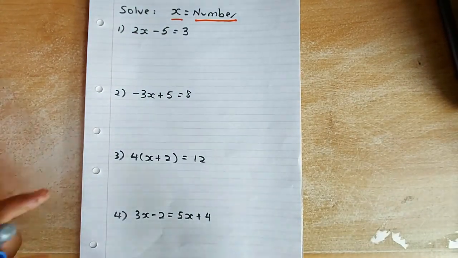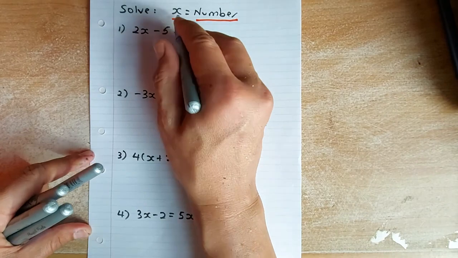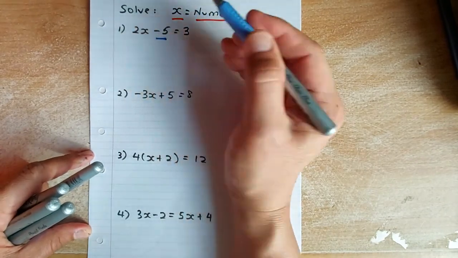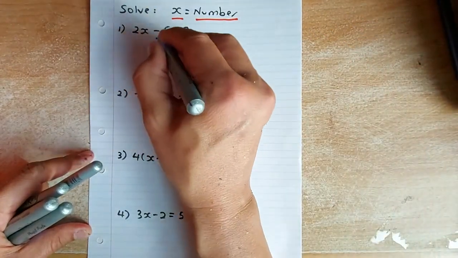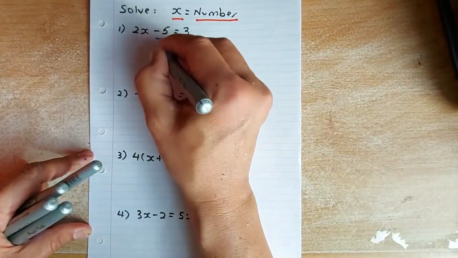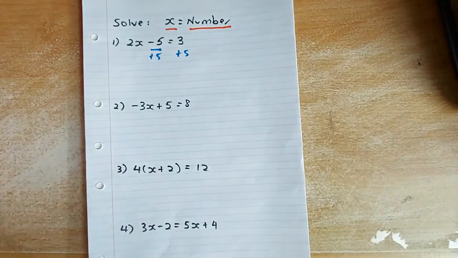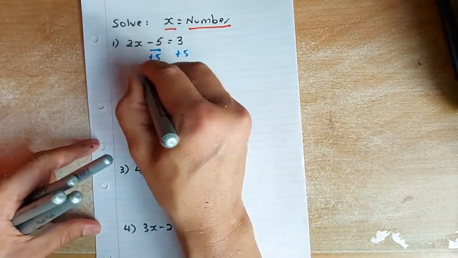So the first example, 2x minus 5 equal to 3. Remember, x must be on the left. This number is an intruder. So to remove the intruder, we do the opposite. So instead of minus 5, we're going to add 5 on the left. We're going to do the same on the right. So when we do that, this will cancel out.